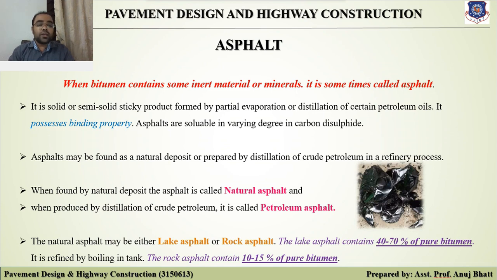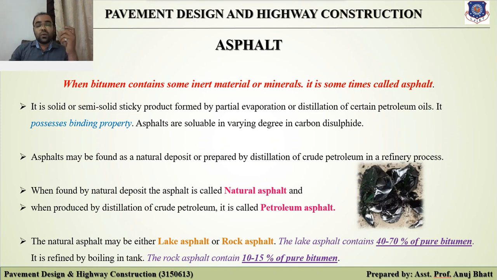When found as a natural deposit, the asphalt is called natural asphalt, and when it is produced by distillation of crude petroleum, at that moment this asphalt is known as petroleum asphalt. If it is found naturally, it will be natural asphalt. If it is produced by distillation, that comes under petroleum asphalt. The natural asphalt may be either lake asphalt or rock asphalt. So there is also a bifurcation.